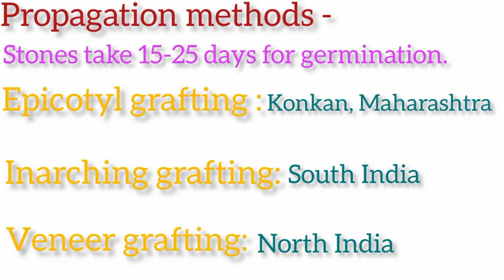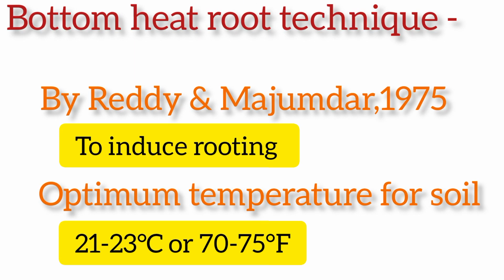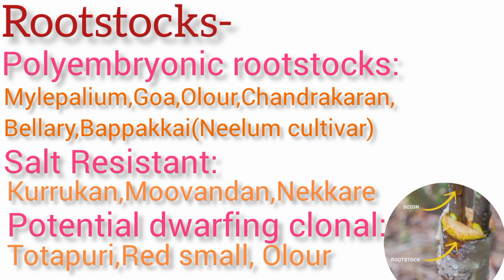Now for propagation methods, there are 3 types of grafting: epicotyl, enarching and veneer. Epicotyl is followed in Maharashtra, enarching in South India, veneer in North India. A very famous technique for rooting in mango is given by Reddy and Majumdar, which is called the bottom heat root technique. We use mainly 3 types of rootstock: polyembryonic rootstocks, salt resistant rootstocks and potential dwarfing clonal rootstocks.